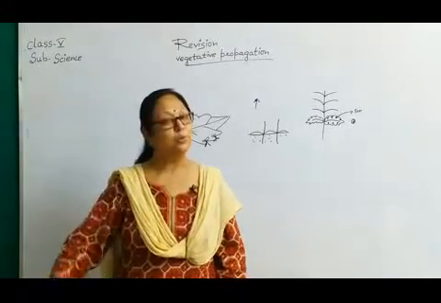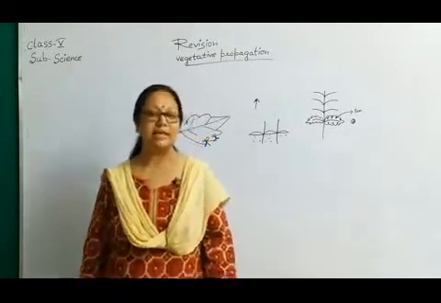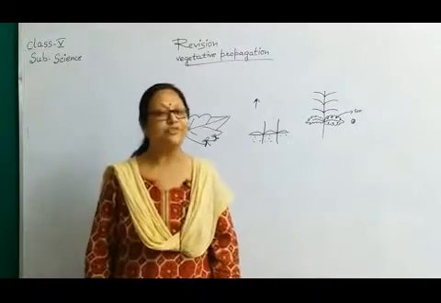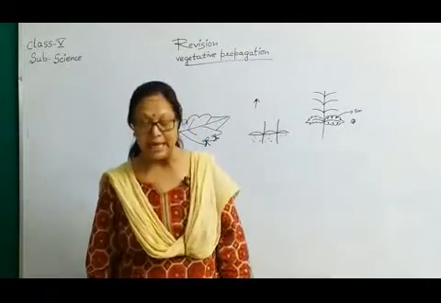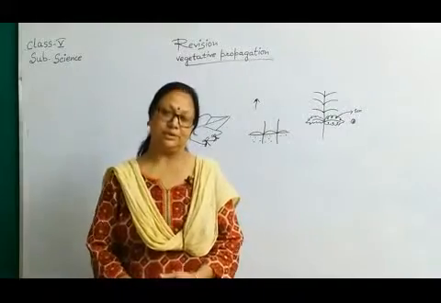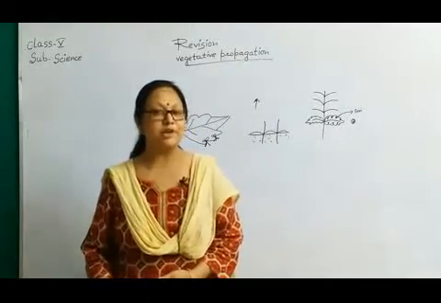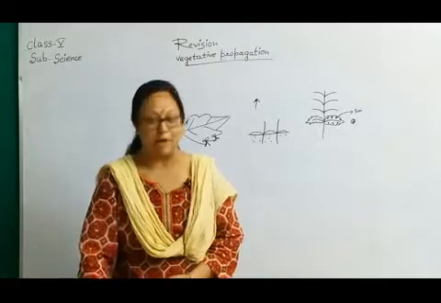So these are the two methods we have seen. One is in the fern plant, that is from the sori, and another type of new plant formation is from the leaf, that is the bryophyllum.